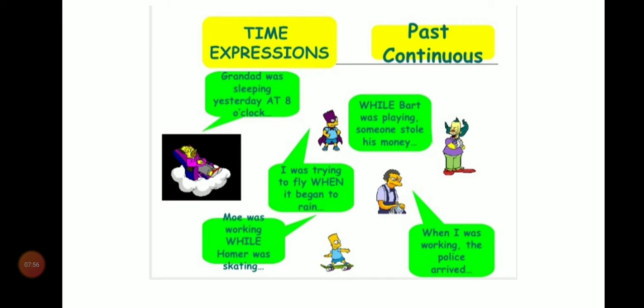Someone stole his money. I was trying to fly when it began to rain. I was trying to fly, this is a long action, and when it began to rain, this is the short action that interrupted my action. So when and while, these are key words for the past continuous tense. Mo was working while Hammer was skating. So here also while, when, as, these are key words for the past continuous tense.